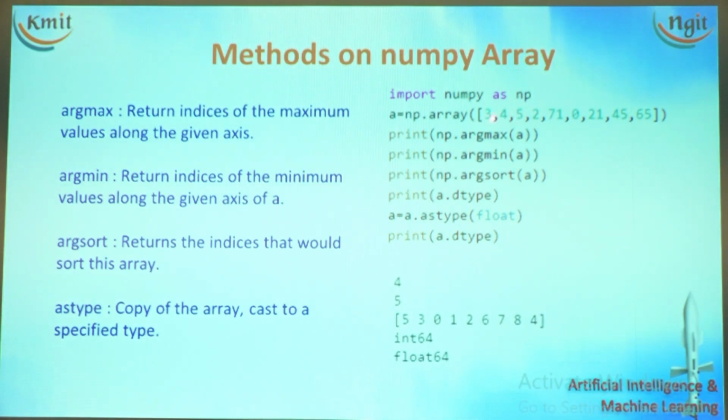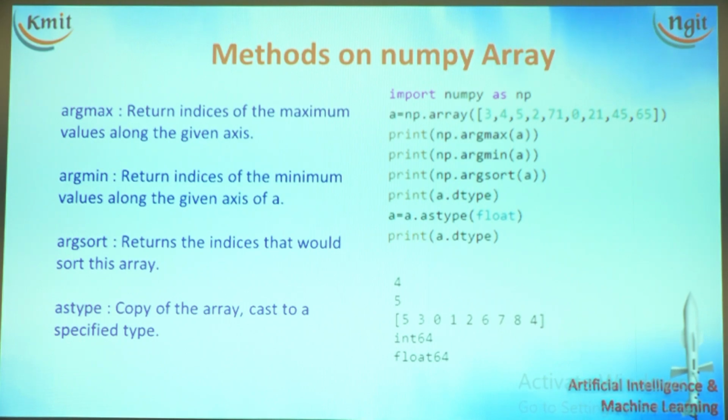Now you can see here, I have created an array. So what is argmax of A? Which one is the maximum value in this, guys? I want you to do this with me. 71. So what is the index of 71 there? 4. So 4 is returned. What is the minimum value here? What is the index associated? 5. Now argsort: sorting is ascending by default, right? So what makes this array sorted in ascending order? Placing which index first and which index last.